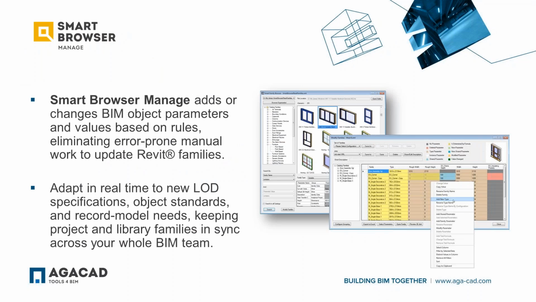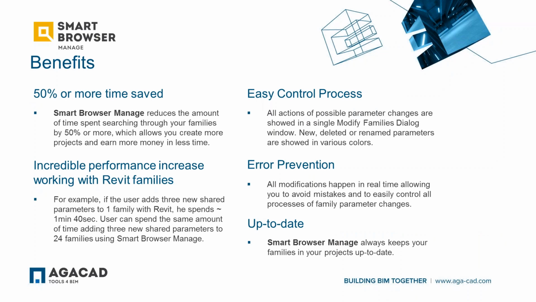So in general, Smart Browser Manage adds or changes BIM object parameters and values based on rules. And here you can eliminate the errors, and you will not need to do any manual work with your families. You can just add the tasks to the families and then run the process.